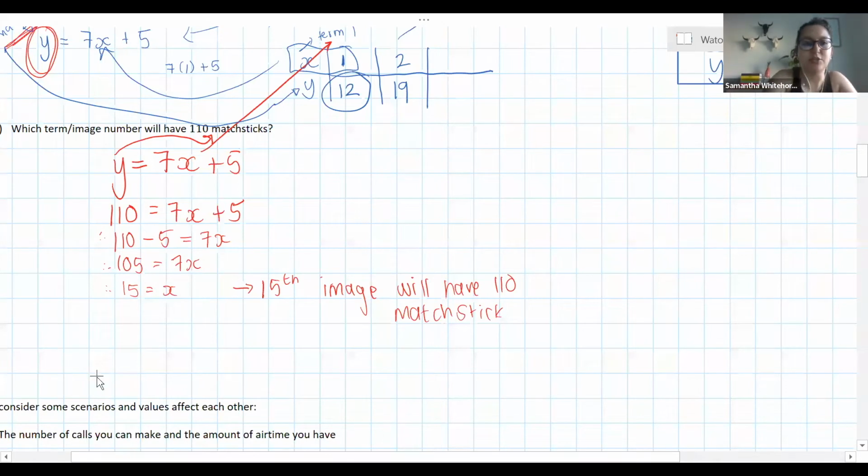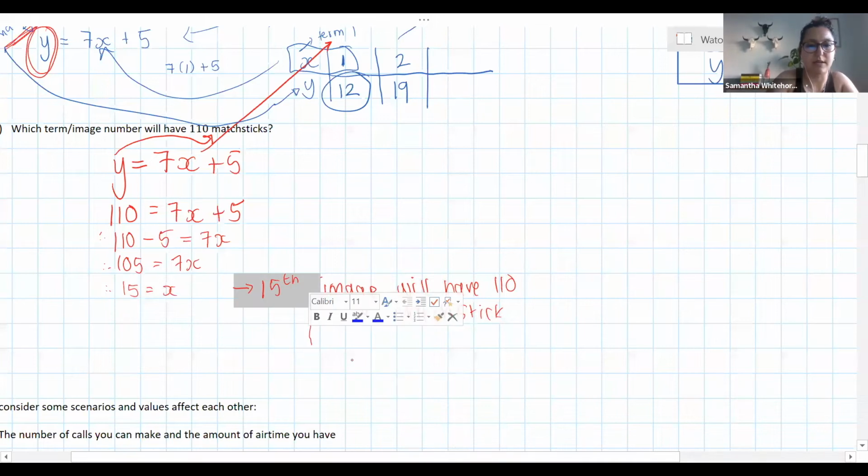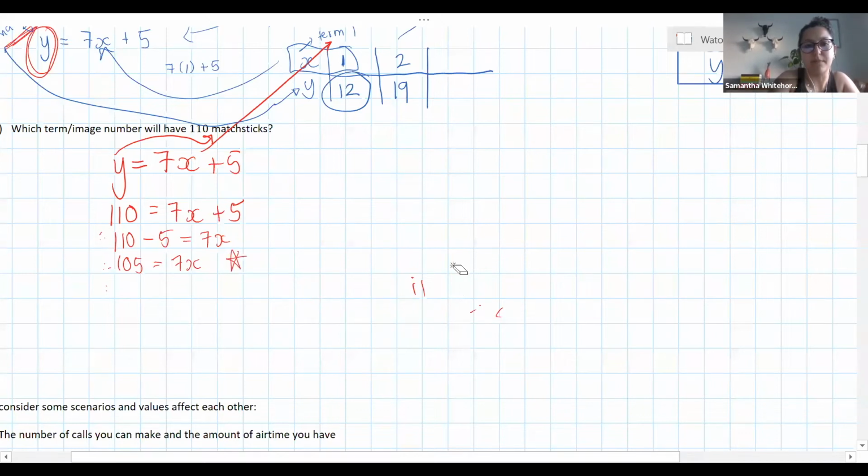Do you agree with me that if I move this down, from this step over here with the star, how do I get x alone? What do I need to do to get rid of that 7? I think you need to divide. Excellent. So I'm going to divide both sides by 7 in order to get x alone. And so when I divide 105 by 7, that's where I get 15 from. That's my fault. I should have written it like that. Thank you for pointing that out. Yes, ma'am.